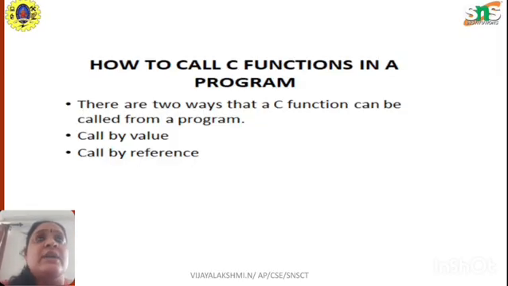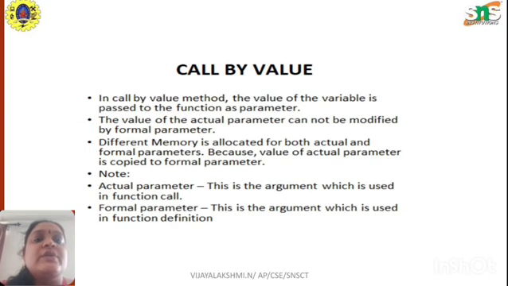The next is how to call a C function. Normally there are two possible ways of calling a C function: call by value and call by reference. We will be seeing an example for call by value here. In the call by value method, you already know about swapping. Swapping the numbers means we are just interchanging the numbers. For example, if A has 30 and B has 10, after swapping A should be 10 and B should be 30. That is what we are going to see here.